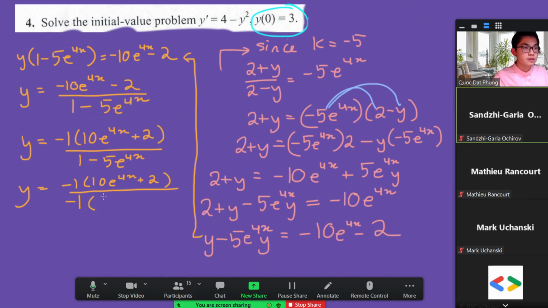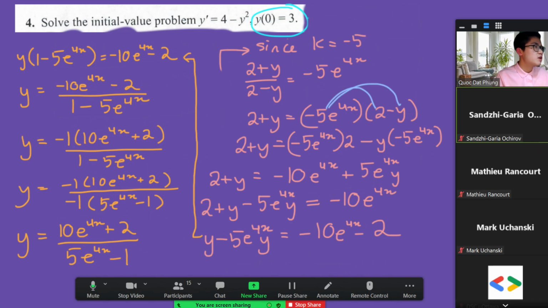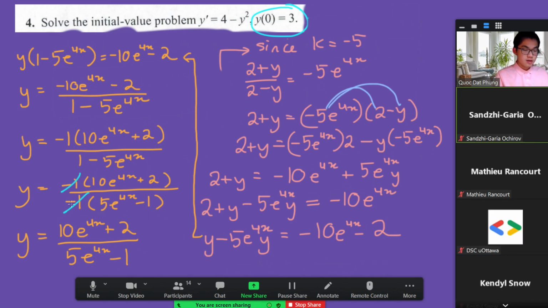This is actually this. So all I'm doing is just factoring out the 1 so we can make it look nicer. So y is equal to 10/(2/5 e to the power of 4x minus 1). Basically what just happened here is we canceled out the minus 1s. And that is our final answer.